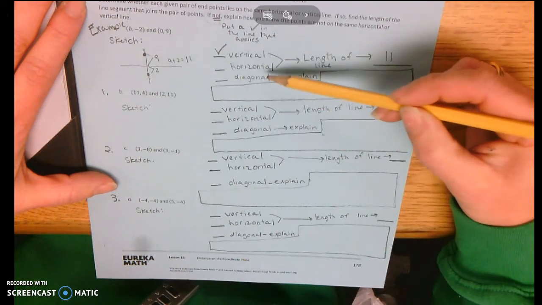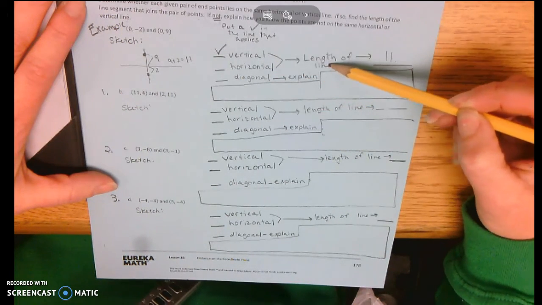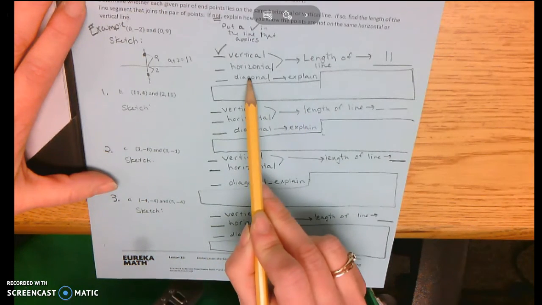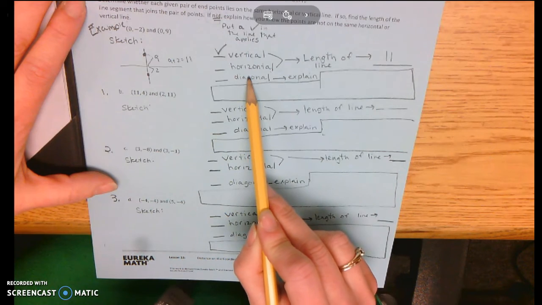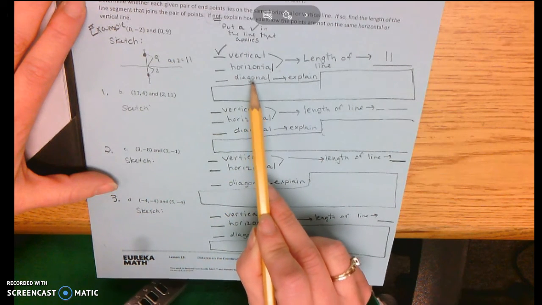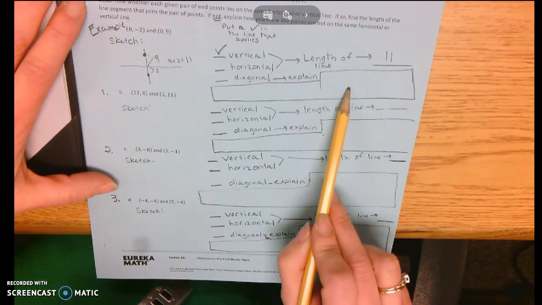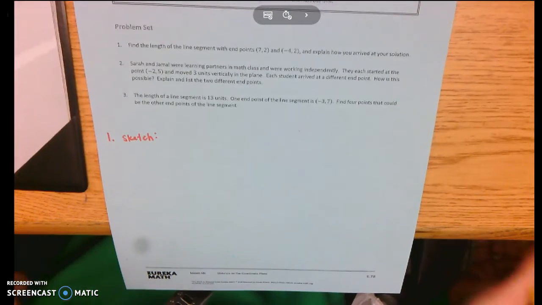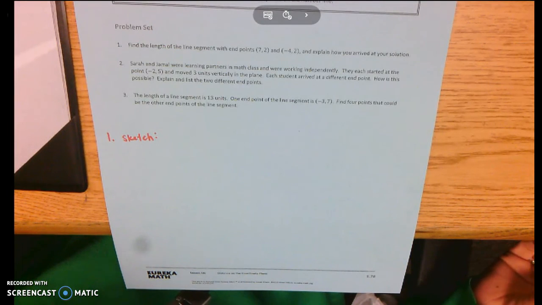So if it's vertical or horizontal, that tells us we can find the length of the line. If it's a diagonal, that means we cannot find the length of the line because we need a different strategy to find that one. So explain to me, how do you know that it's not a vertical or horizontal line? It would be great if you could solve these problems on the back. There's only 3 of them, and it shouldn't take you that long.